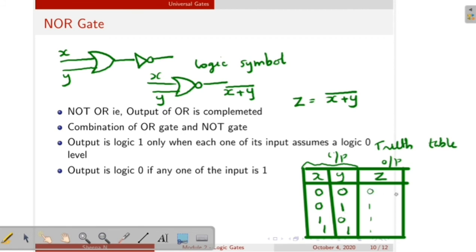NOR gate is actually the complement of that. So in the case of NOR gate, if both inputs are 0, then output is equal to 1. In all other cases, output is equal to 0. That is the complement of the OR gate. So x plus y is the OR gate, (x plus y) bar is the NOR gate. If any one of the inputs is 1, then the output of the NOR gate is 0. Output is equal to 1 when both inputs are 0.